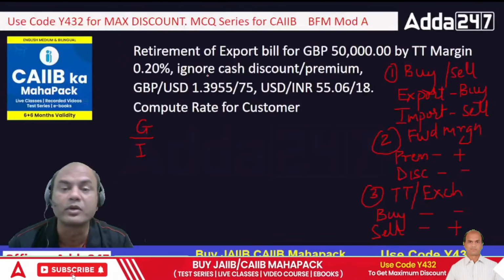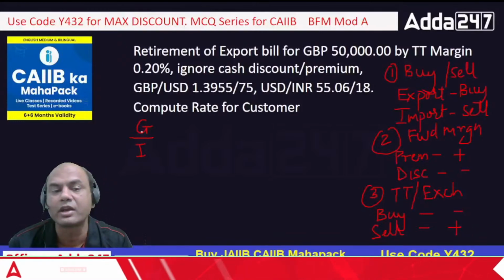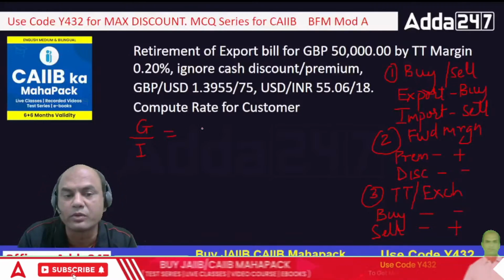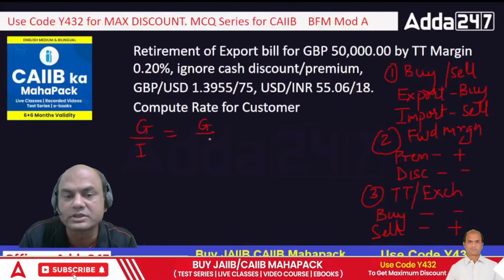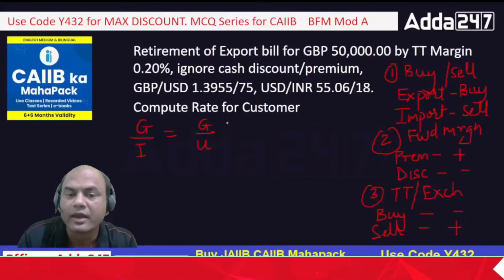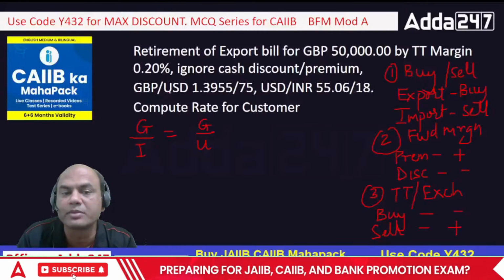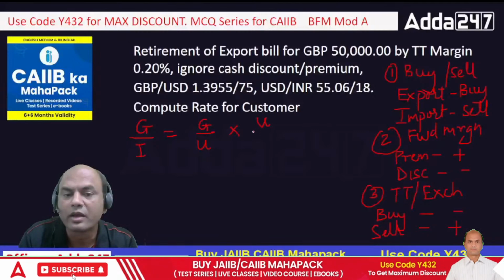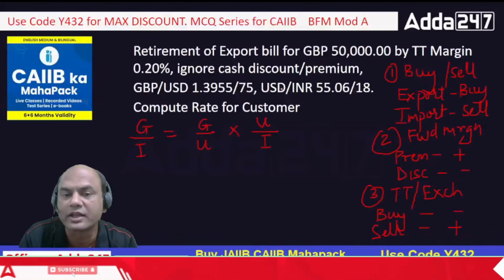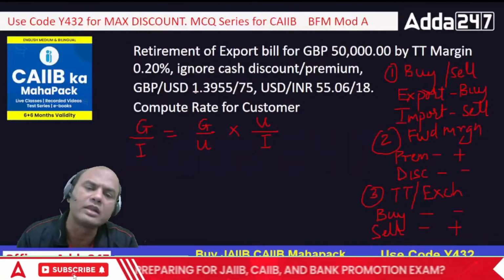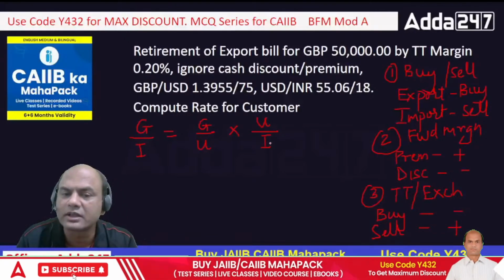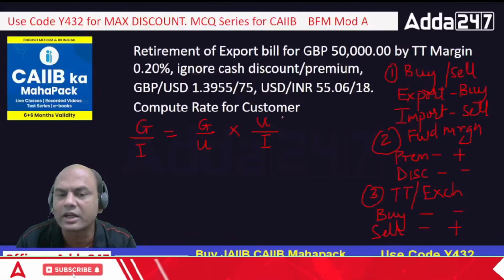Okay, now let me go back to the problem. In this problem we require GBP to INR, but what do I have? I have GBP to USD, right? That's what I'm having. And also see this, it's given over here, GBP to USD, and the second one I am having is USD to INR. See, this rate is also there. Now tell me, who amongst you can tell me right now which is the direct rate and which is the indirect rate in this?